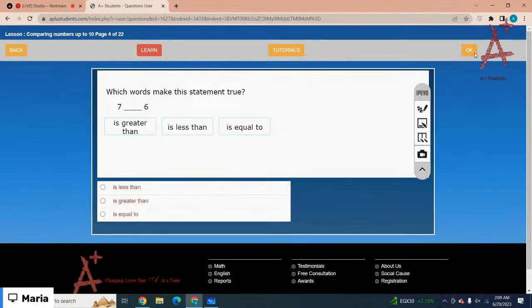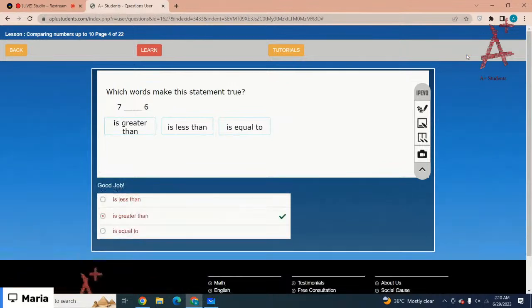Okay, which word makes the statement true? 7 and 6. So when counting, 7 comes after 6. That means 7 is greater than 6 because 7 comes after 6 when counting.